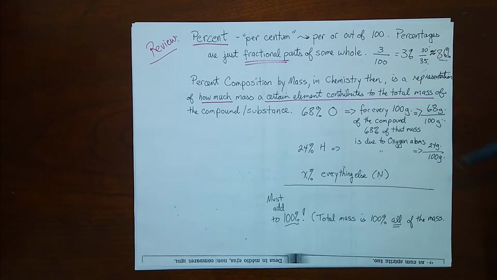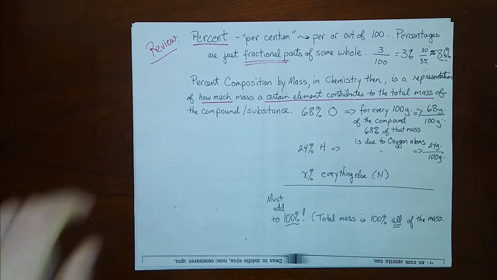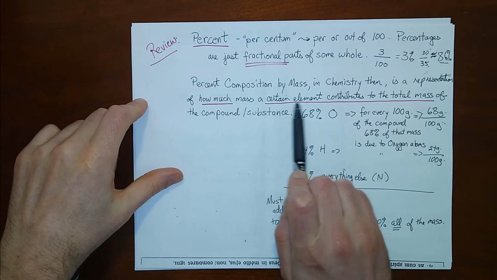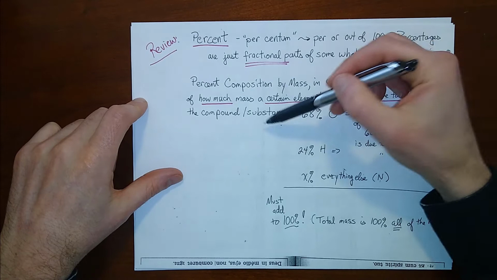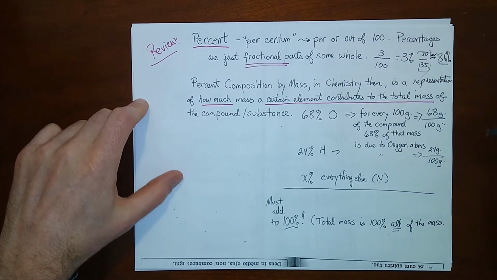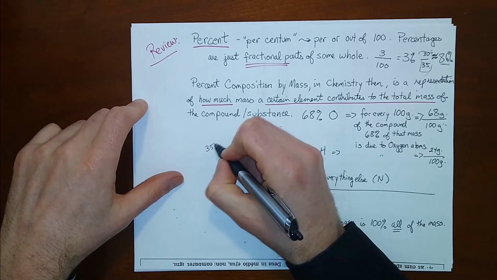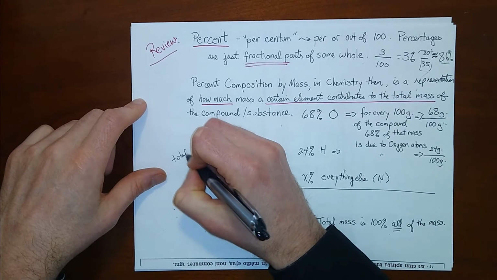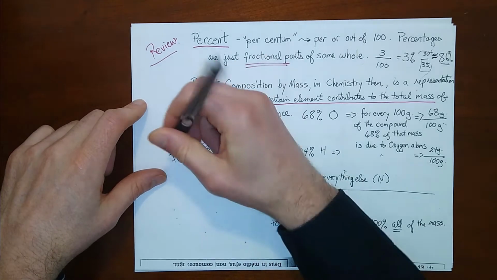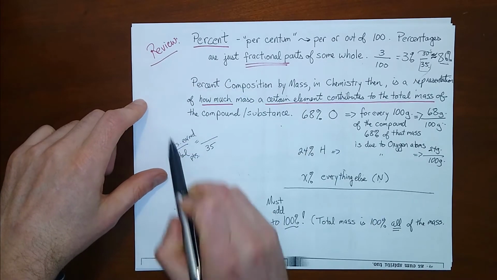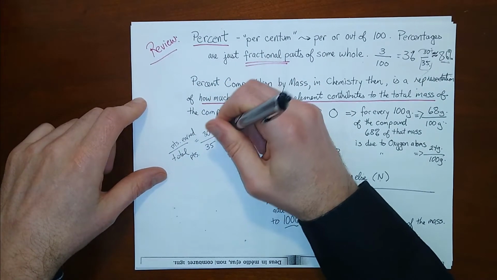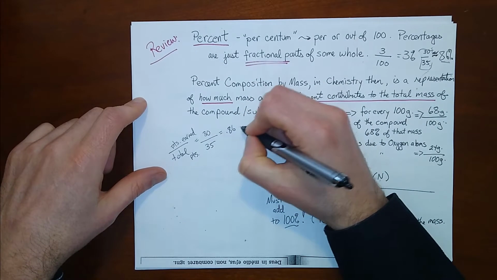That's basically what we're going to be doing in most of these cases where we're asked to analyze the percent composition of something in chemistry. In chemistry, percent composition by mass is a representation of how much mass a particular element contributes to the total mass of the compound or substance. Just like in this example of grades, there's a total number of points which you can earn, and then there's an actual number of points that you did earn. That fraction is the relationship which is going to establish the percentage.